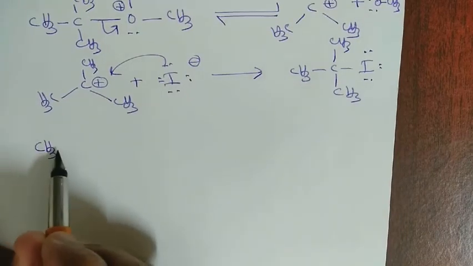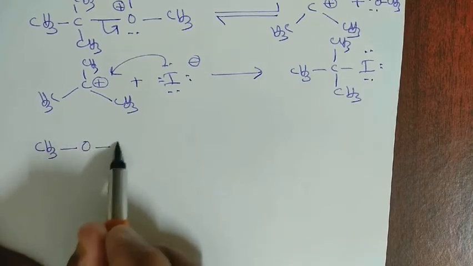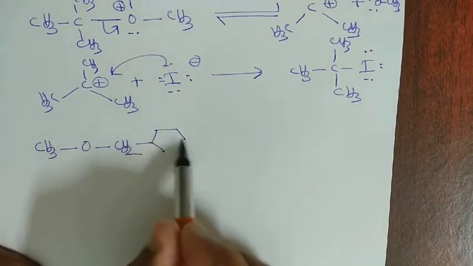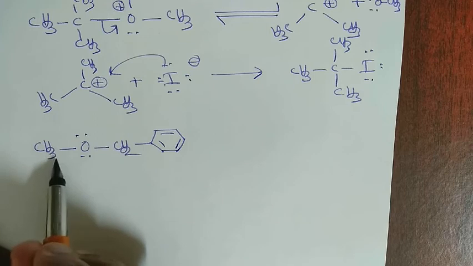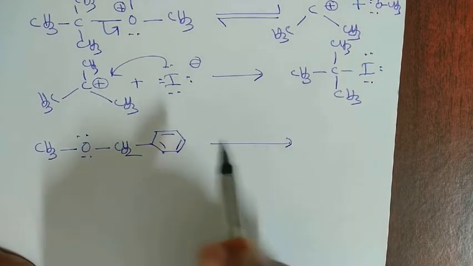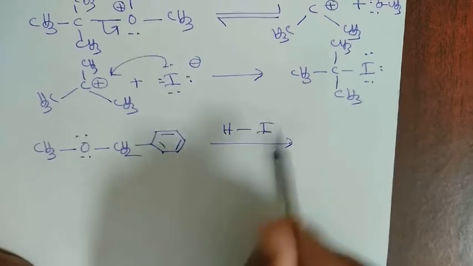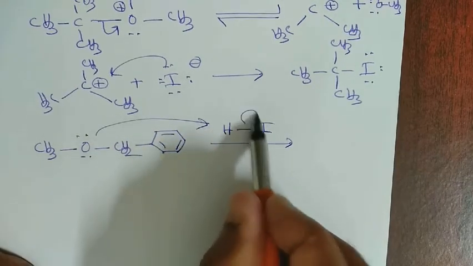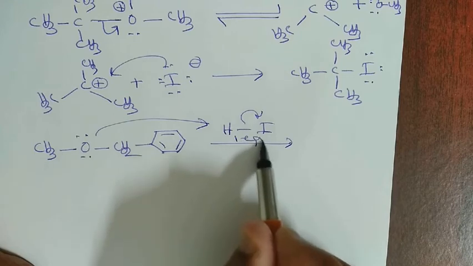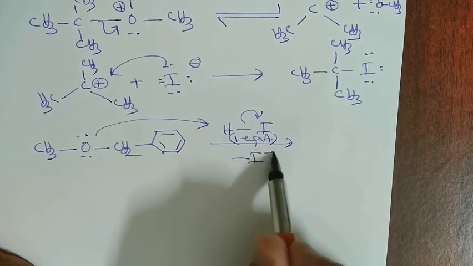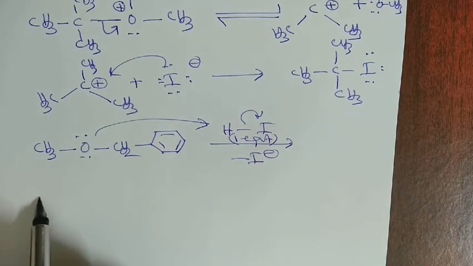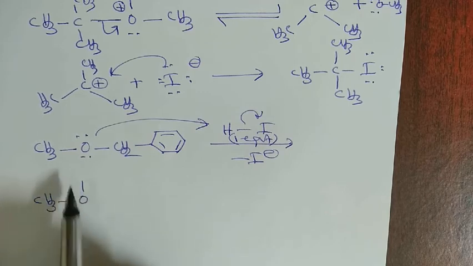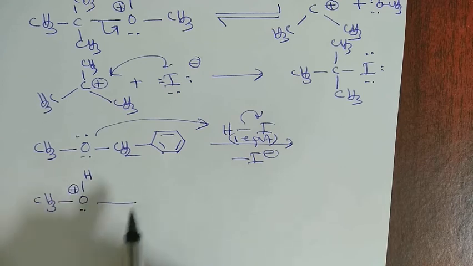Another example, CH3-O-CH2-benzene ring, that is methyl benzyl ether. On heating with 1 equivalent of concentrated HI, a mixture of benzyl iodide and methanol is obtained. The mechanism of cleavage is SN1.